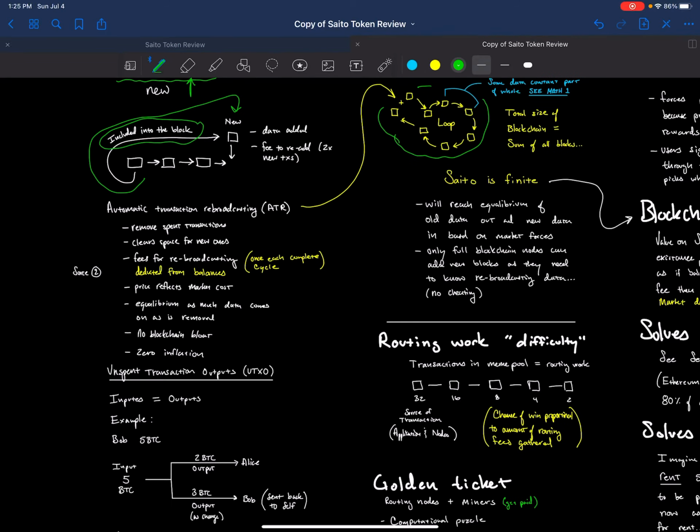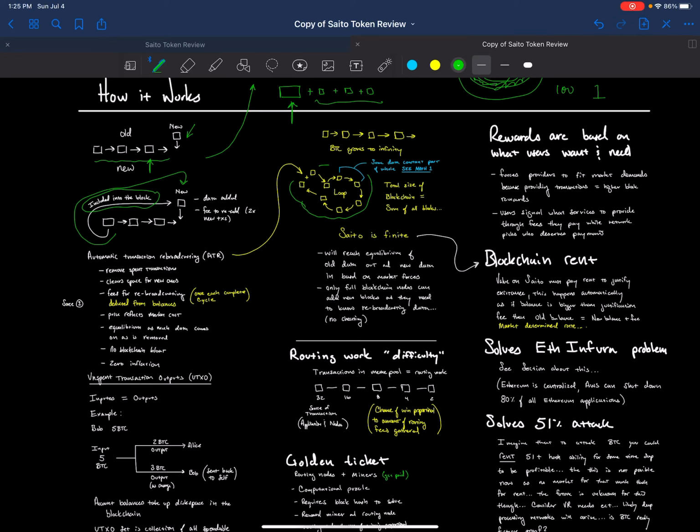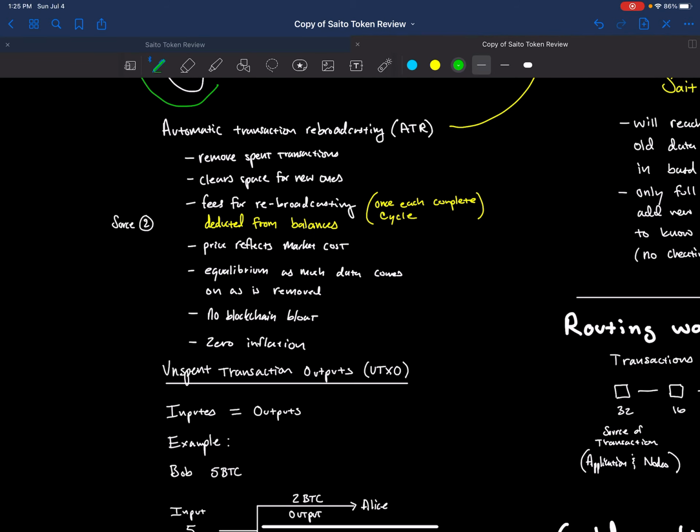So, there's pros and cons to this. This is a different design structure, and I personally think, once again, you're going to want a blockchain that'll last forever, beyond 100 years, and you're going to want to have blockchains that don't last 100 years. And for every blockchain that doesn't need to have 100 years of history, you can have something like Saito or whatever.